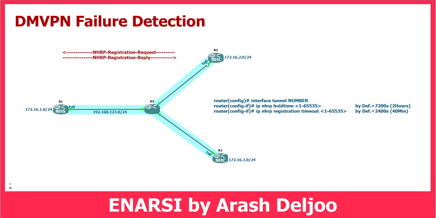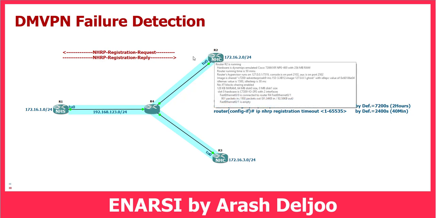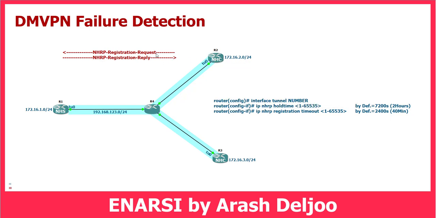Now, as you can see, here we have the NHRP registration request. When you configure tunnel 0 on router 2 as the NHC, router 2 should send one NHRP registration request to R1, and after that it should receive the NHRP registration reply. Actually, we are sending two NHRP registration requests and we will receive two NHRP registration replies. The reason is that we want to ensure that we have registered R2 on router 1. You have seen this behavior, but let me show you again.